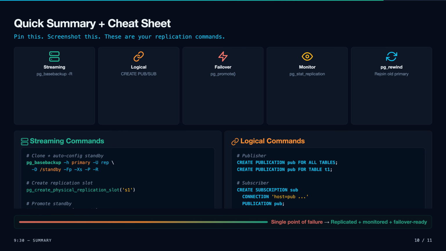Streaming cheat sheet: pg_basebackup -R, pg_create_physical_replication_slot, pg_promote, pg_rewind. Logical cheat sheet: create publication, create subscription, pg_stat_replication, pg_stat_subscription, pg_replication_slots. From single point of failure to replicated, monitored, failover ready.